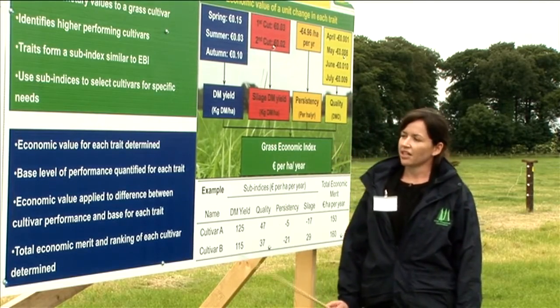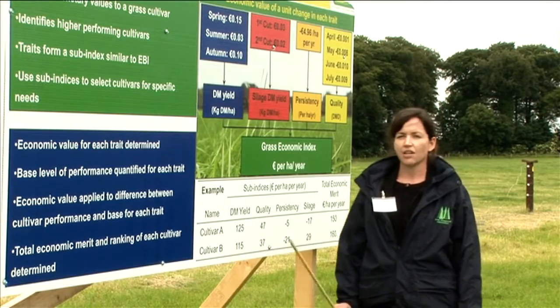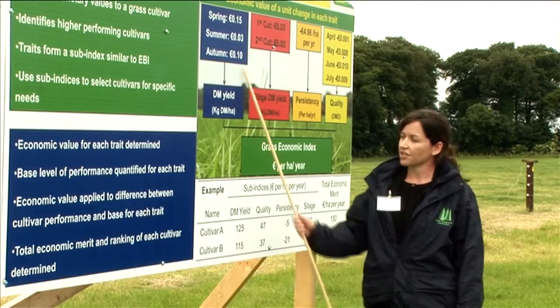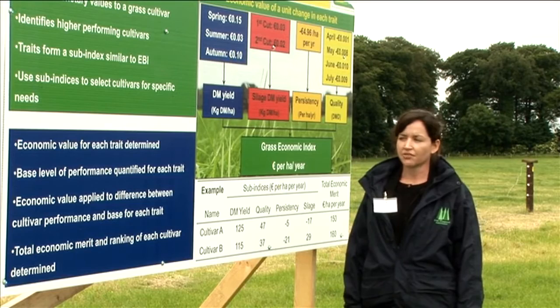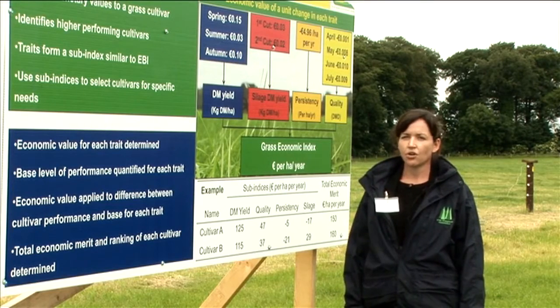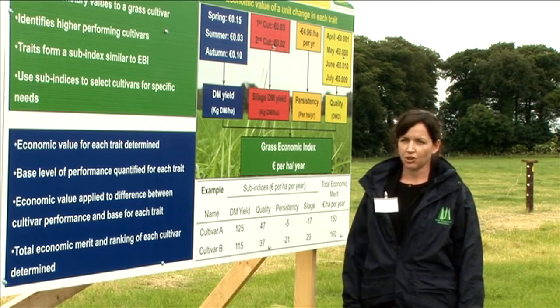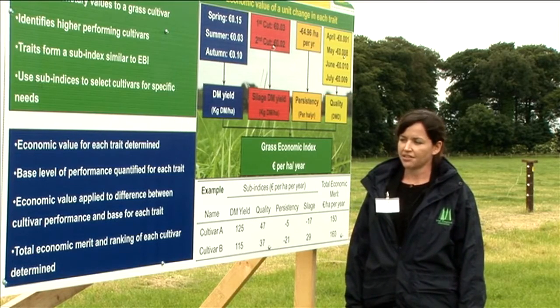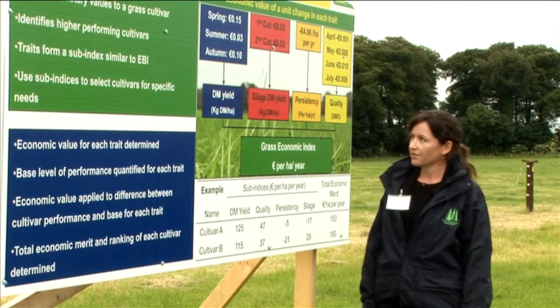So what we've done within the index is we've quantified the base level of performance for each individual trait, and then we apply the economic value. So this value is applied to the difference between the base performance of each trait and the performance for each individual cultivar in order to identify the total economic merit of each individual cultivar within the recommended list. And this allows us then to rank cultivars based on their total economic performance.